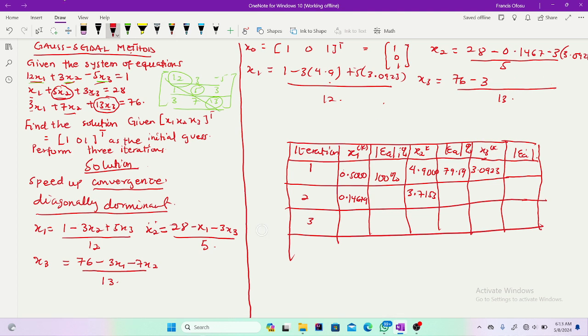So with x3, I have 76 minus 3 times x1. What's the current x1? It is 0.14679, right? Then minus 7 times the current x2. Current x2 is now 3.7153. Okay, so once you have this, our current value for x3 will simply be 3.8118.